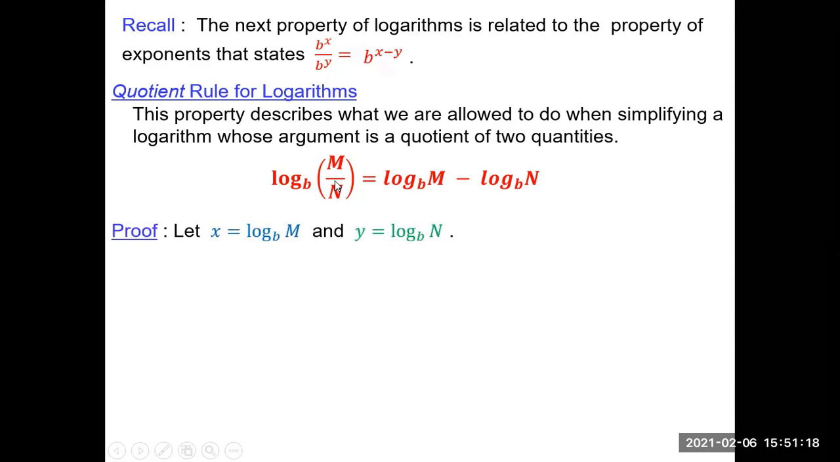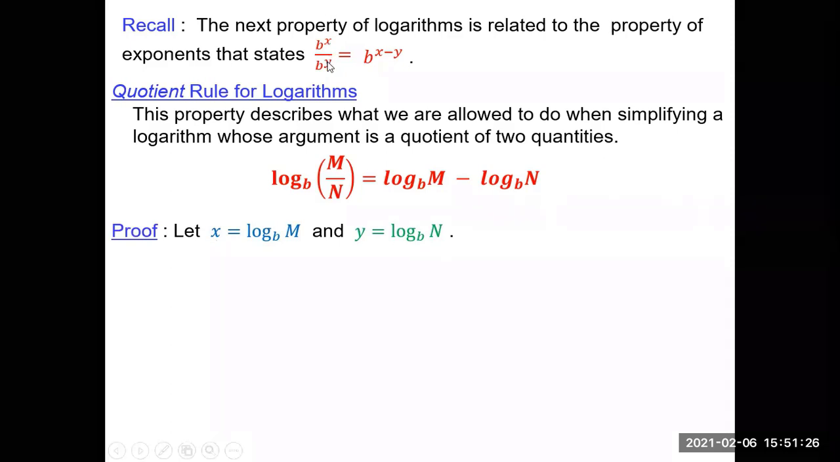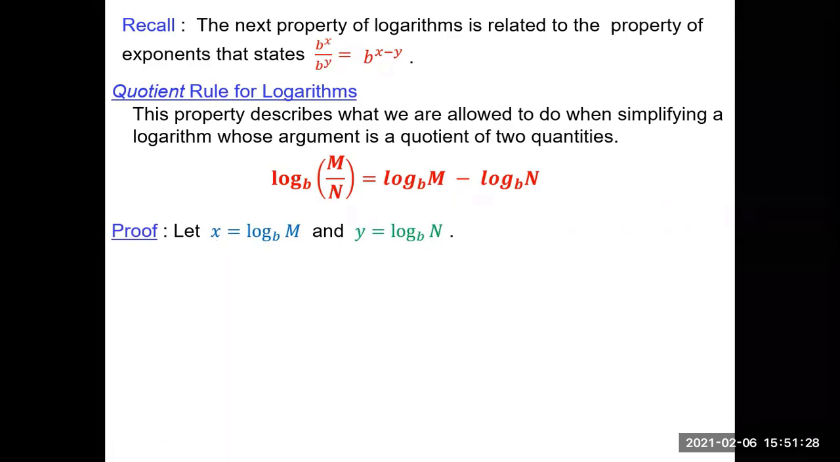Let's do something real similar to the proof we did last time, where we let the x and y values be different logarithms. x and y are exponents. So let's rewrite x as log base b of m, and let's rewrite y as log base b of n. Now converting these into exponential form gives these two forms: b to the power of x is equal to m, and b to the power of y is equal to n.